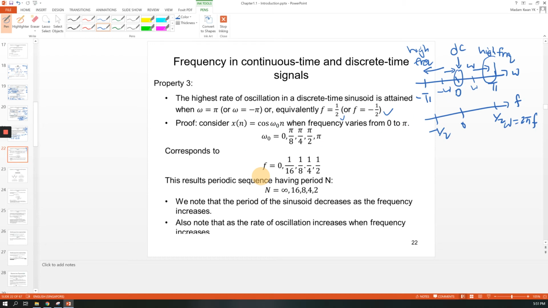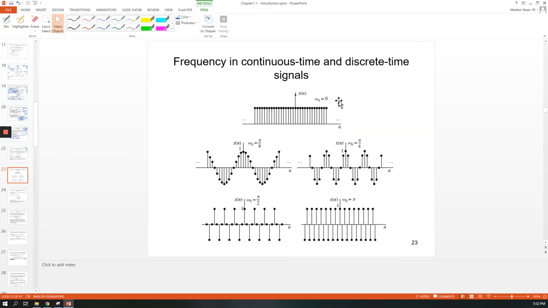Let's try omega 0, pi over 8, pi over 4, pi over 2, and pi. Their corresponding f is 0, 1 over 16, 1 over 8, 1 over 4, 1 over 2. So let's look at the graph. How does it look? If you increase the omega from 0 to pi, when omega equals 0, this looks like a DC. Slowly increasing it, you will have a slight oscillation between samples. Further increase it, greater oscillation between samples. Again, much higher oscillation between samples, and this is the highest.